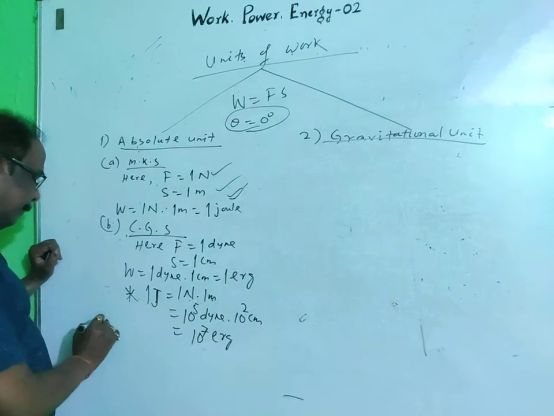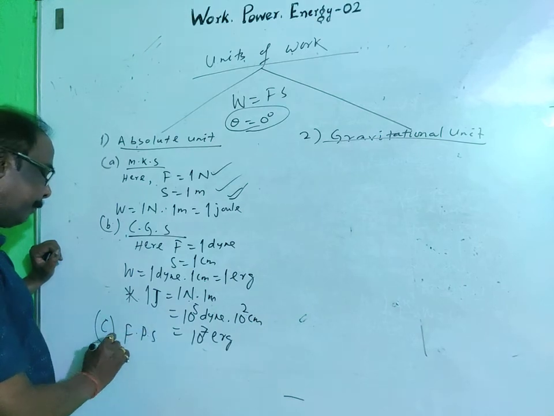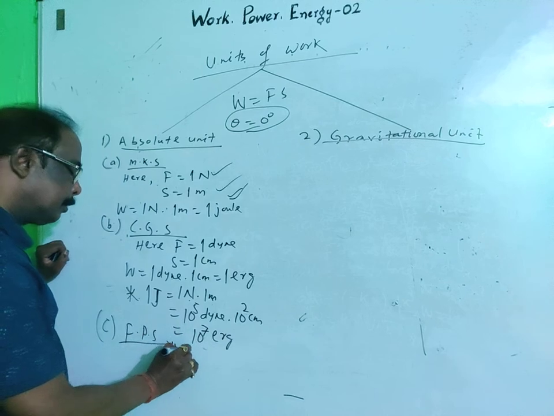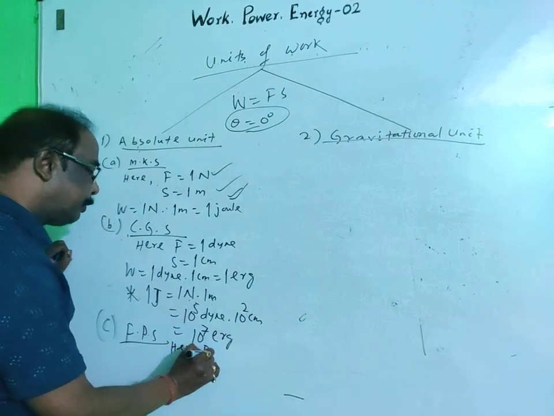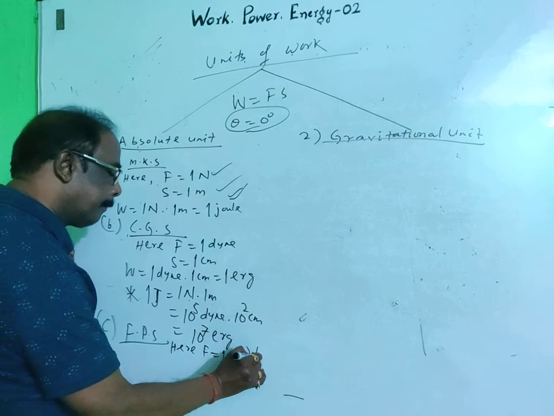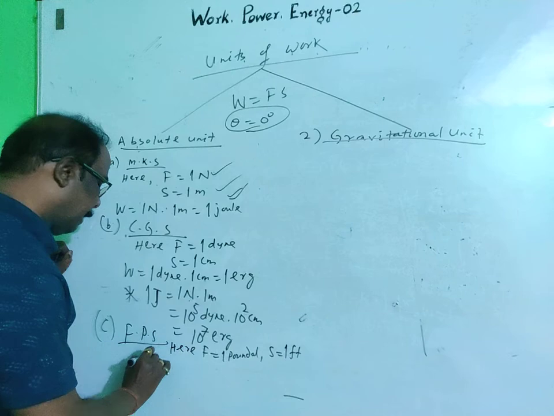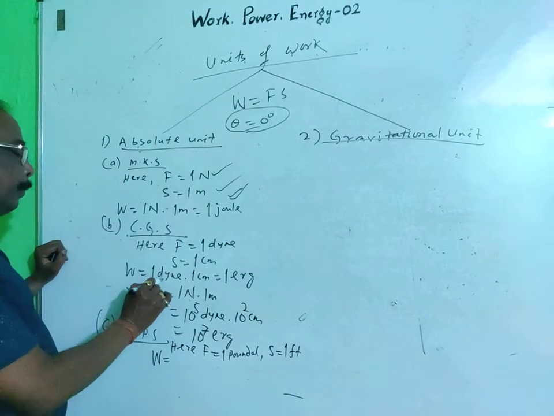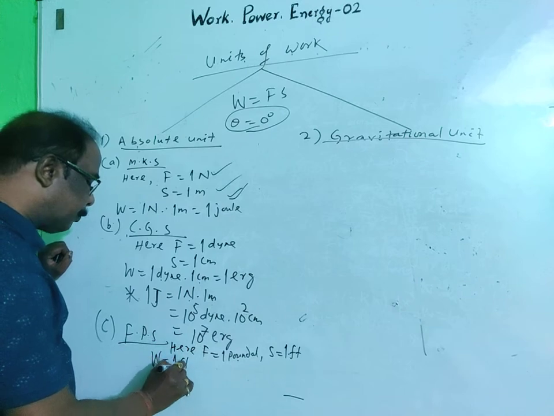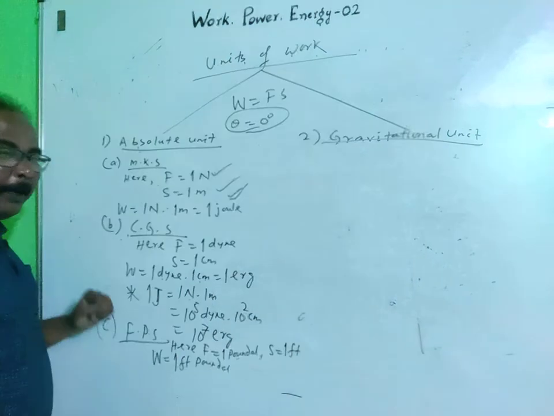And finally, this may not be required for you, in FPS system, here force is 1 poundal, displacement is 1 foot. So work is equal to force into displacement, 1 poundal into 1 foot. It is called 1 foot poundal. May not be required for you.